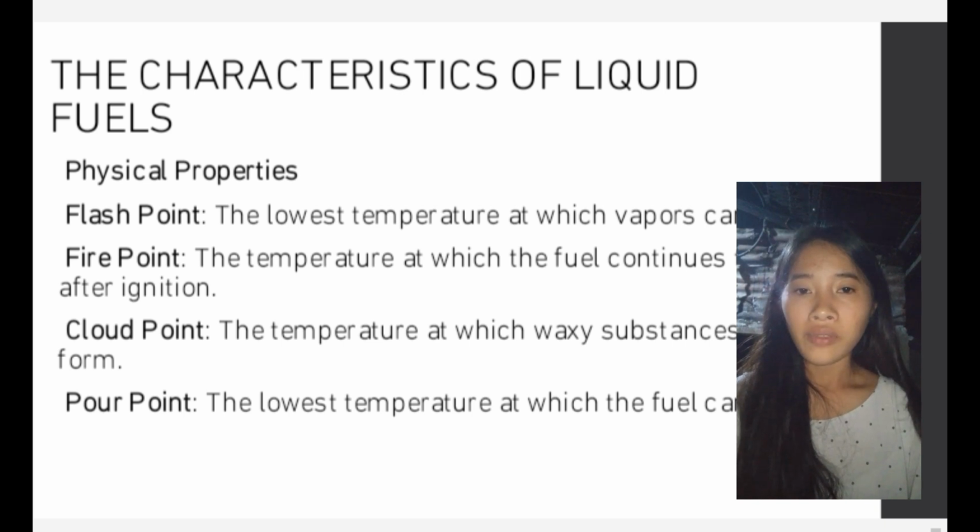First is flash point, the lowest temperature at which vapors can ignite. And fire point, the temperature at which fuel continues to burn. Cloud point, at which a waxy substance begins to form. And lastly, the pour point. The pour point is the lowest temperature at which the fuel can flow.